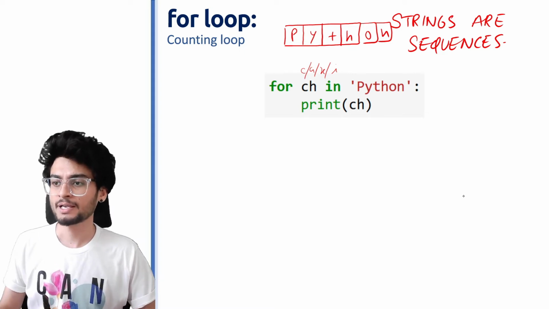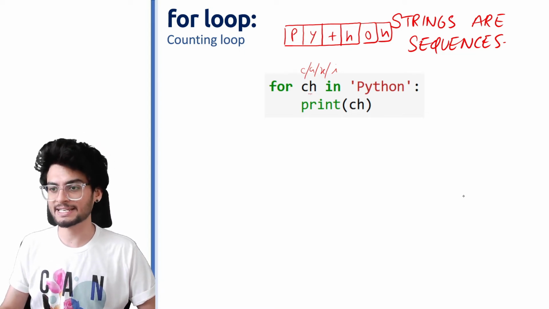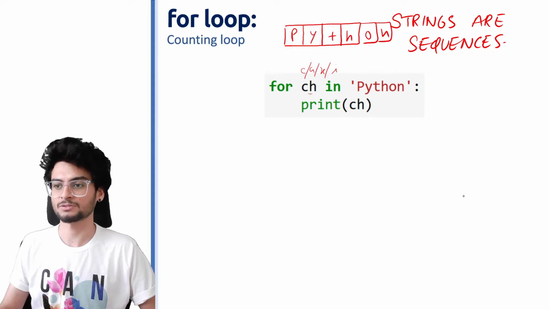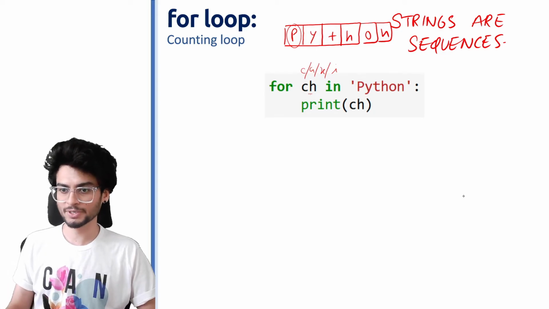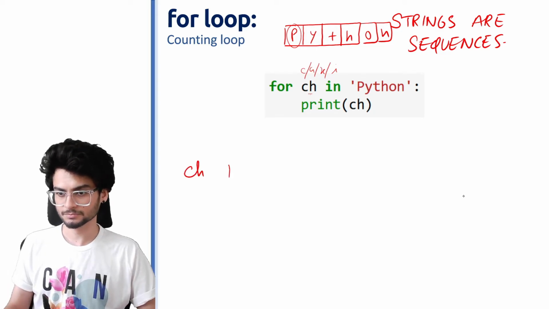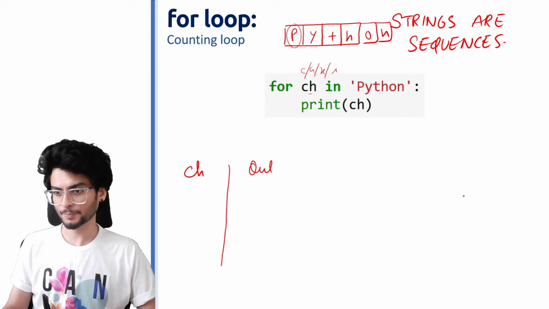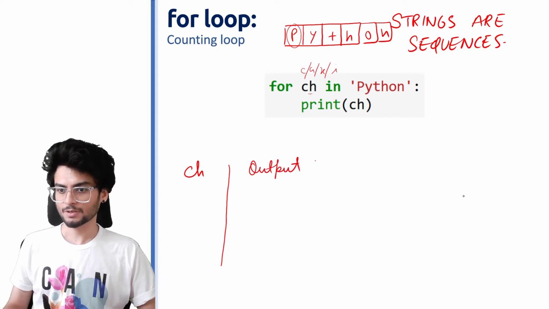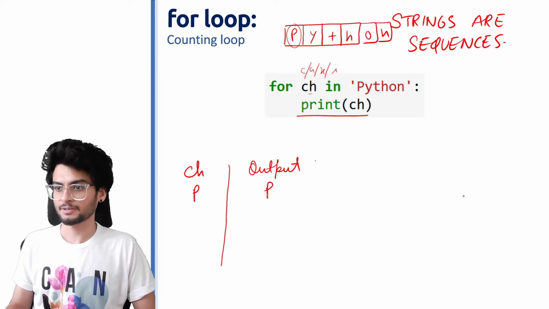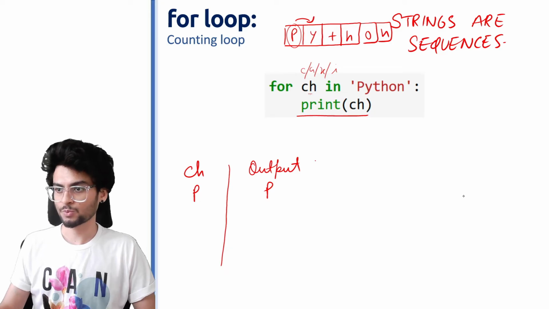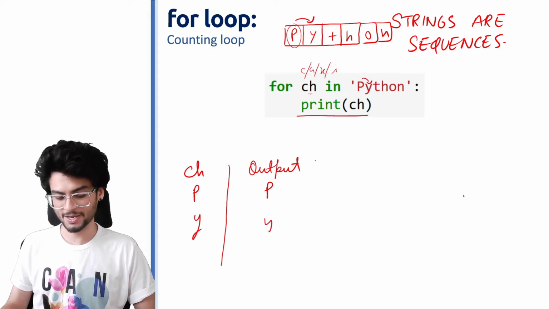Generally हम लोग strings जब use करते हैं, हम लोग ch use करते हैं because it stands for character. So ch की value क्या होने वाली है first? It will be p. What is the statement doing? Right, so the first value is p. Output में हम लोग को क्या लिखना है? Just print the value of ch. So p. The next value would be y. What would the output be? Y.